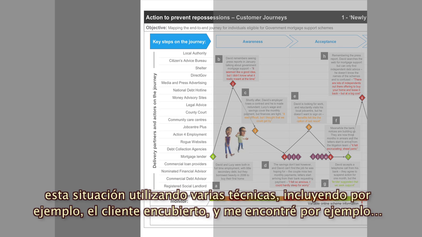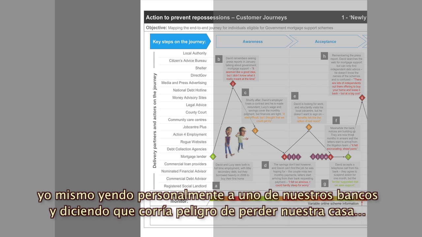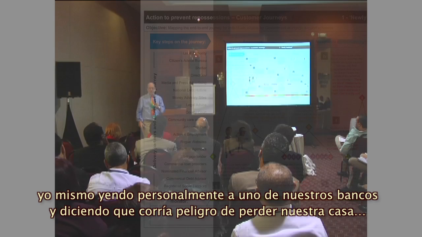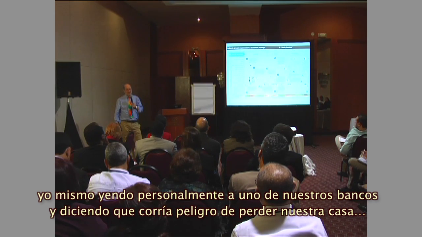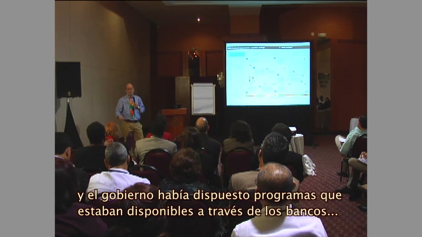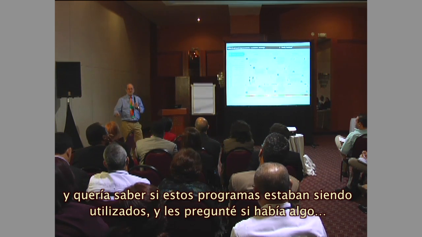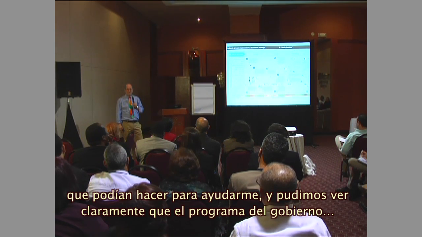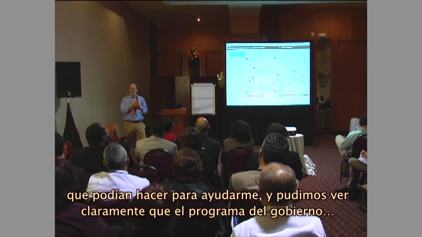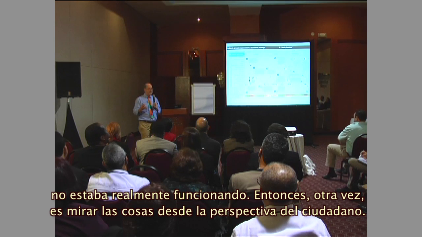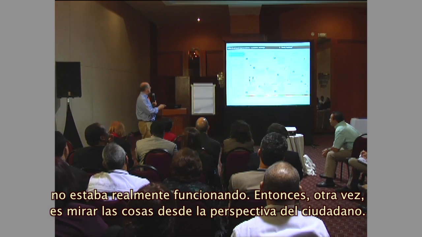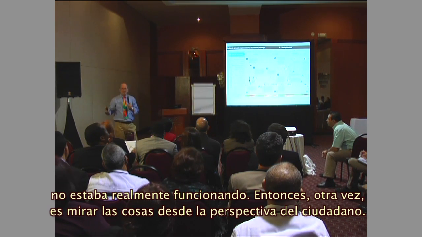So I found myself one day going into one of our banks and saying we were in danger of losing our house. And did they have anything? The government put in place a whole range of programs that were being made available to the banks, and I wanted to know whether or not they were being used, and I said I was in danger of losing my house. Is there anything they could do to help me? Tragically, they had no idea what they could do to help me. So clearly what we found was that the government program was not actually playing out.